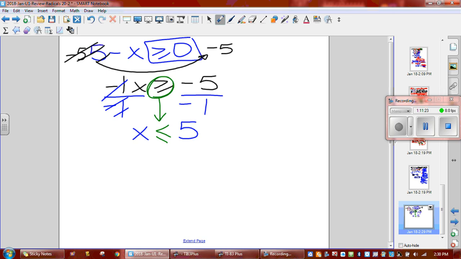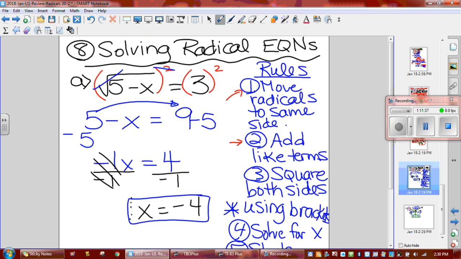Check left side, right side. So we write our equation, root 5 minus x. That's our left side. Our right side was a positive 3, I believe. Yes, 5 minus x and positive 3. So we've got our left side, we've got our right side.